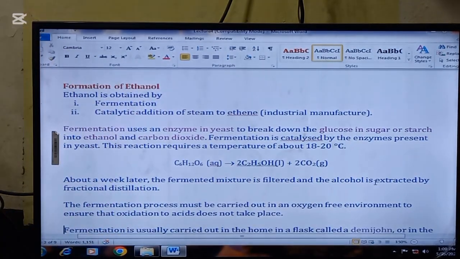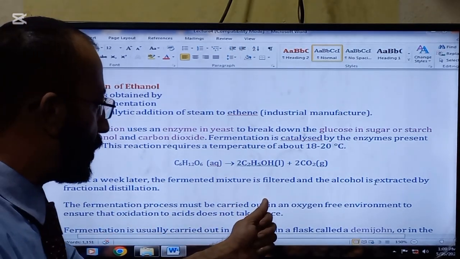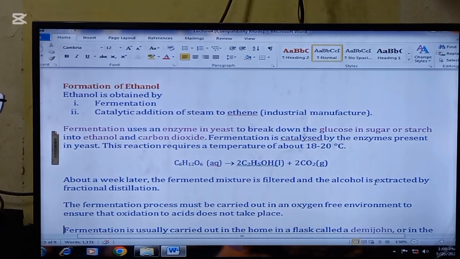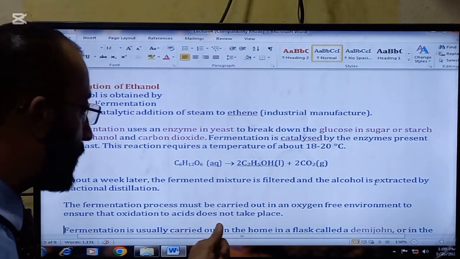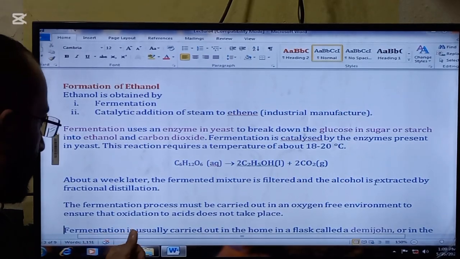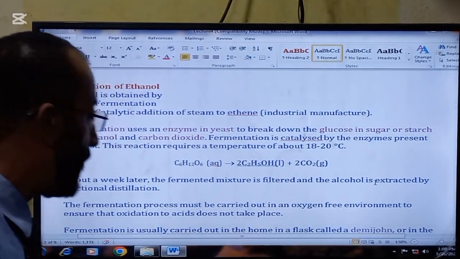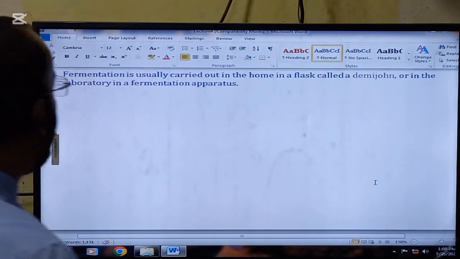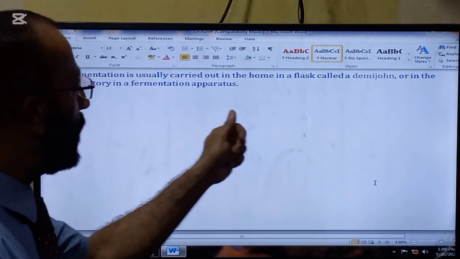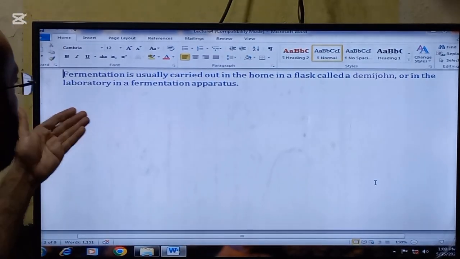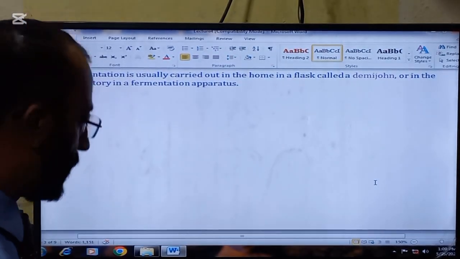About a week later, the fermented mixture is filtered and the alcohol is extracted by fractional distillation. The fermentation process must be carried out in an oxygen-free environment to ensure that oxidation to acids does not take place. Fermentation is usually carried out in the home in a flask called a demijohn, or in the laboratory in a fermentation apparatus.